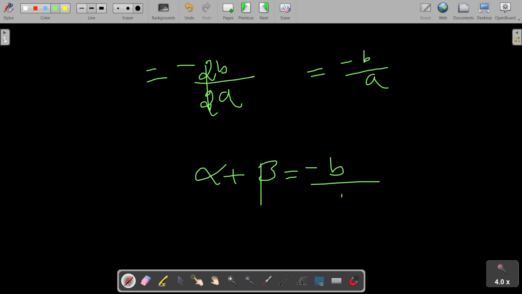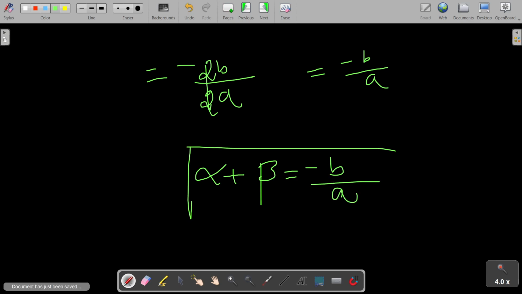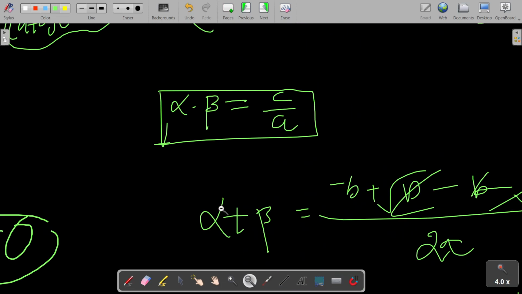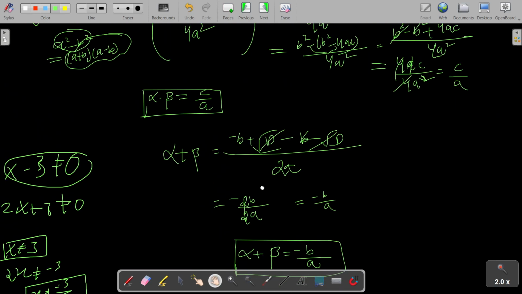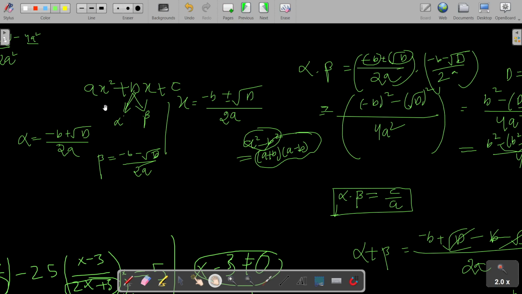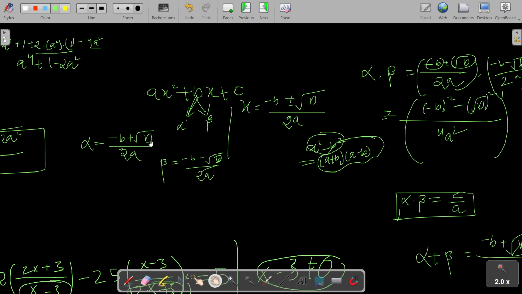Minus b over a. So this is a property. This is the identity for quadratic equations: if I add both the roots, it becomes minus b over a, and if I multiply both roots, it is c over a.